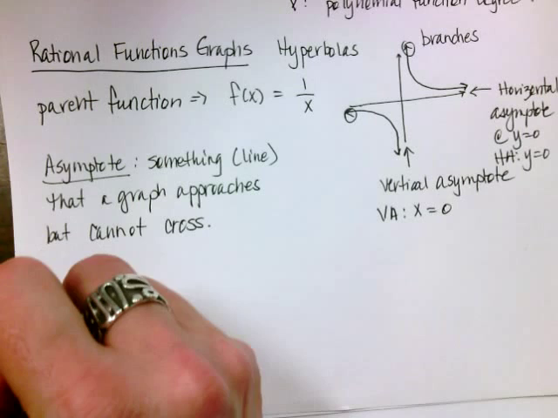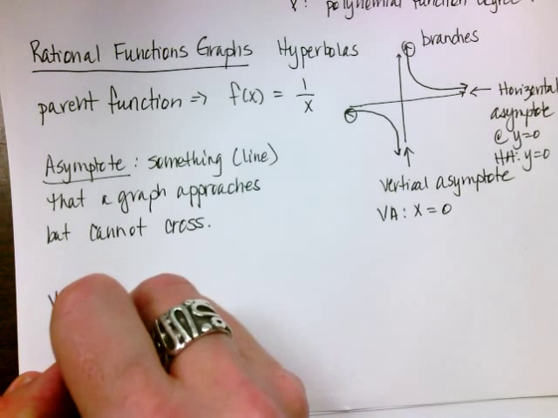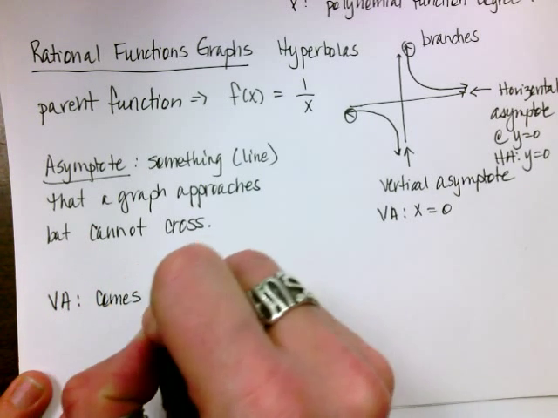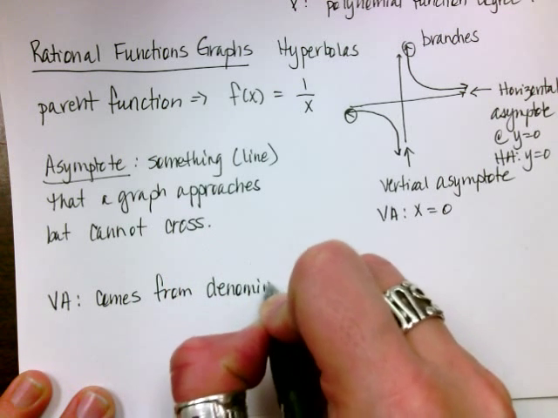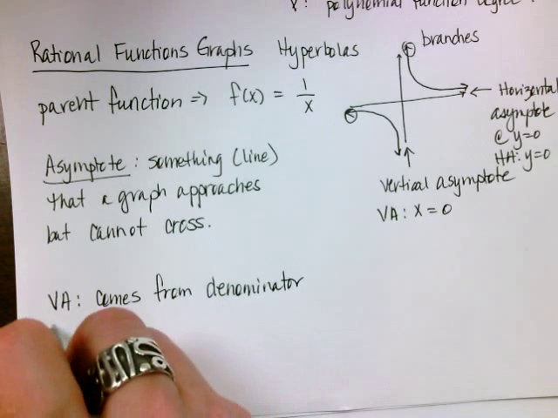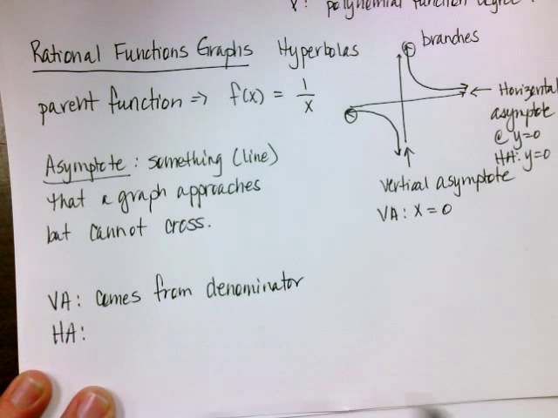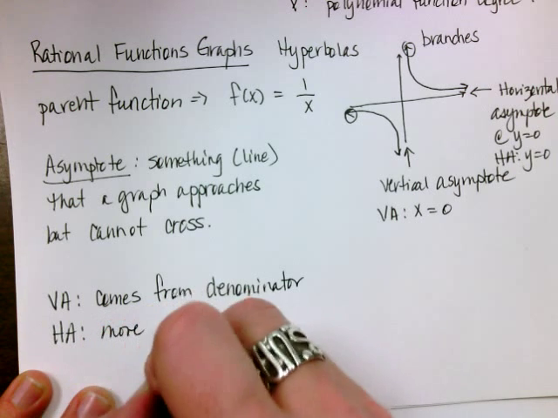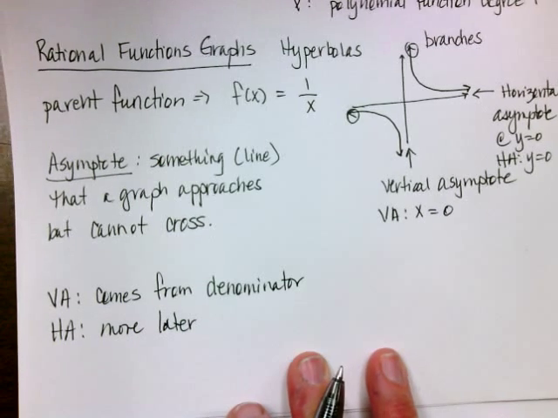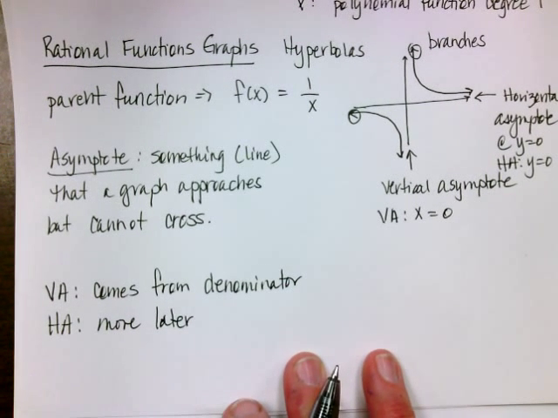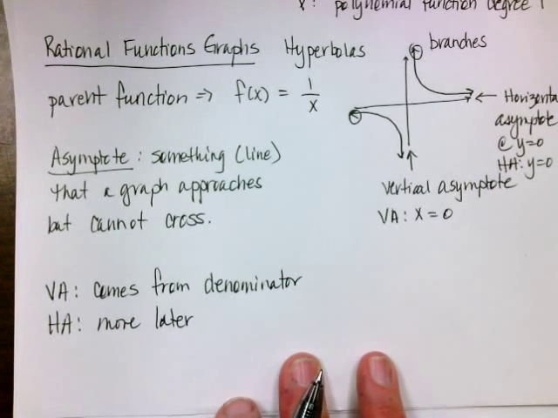The vertical asymptote is always going to come from the denominator. So I'm going to write comes from the denominator. Our horizontal asymptote we will talk about more later. So I'm just going to write more later, because it actually has a series of things that we use to describe what the horizontal asymptote is going to be. Alright, so let's do some examples, and then let's do some graphing by hand.